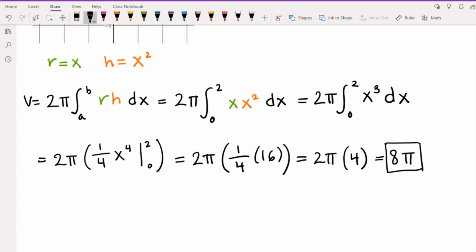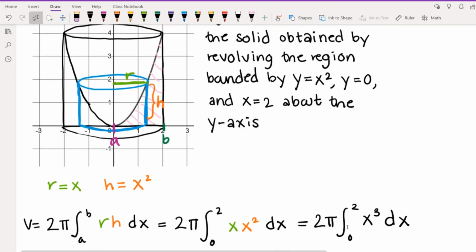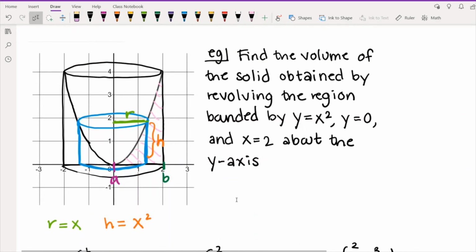And I would recommend, again, I'm not 100% sure if we did this example. I think we did, or maybe you did it on a worksheet, but try to do this by the washer method too, and you should see that even though your integral will look different, you'll get the same answer.